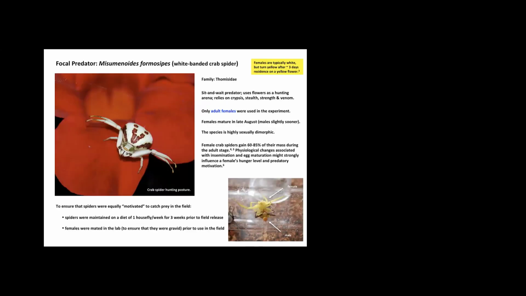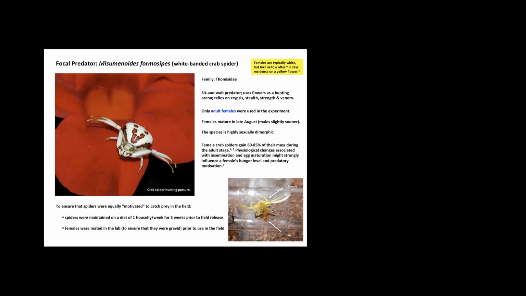Now, for those of you not familiar with the characters in this little ecological drama, let me introduce the players. My predator of focus is Mizuminoides formosipes, the white-banded crab spider. This is a relatively common flower-dwelling crab spider, and it is preying primarily on pollinators. Adult female spiders can take quite large prey, up to and including honeybees and bumblebees. And they employ the standard crab spider hunting method, where a spider sits and waits for potential prey to essentially walk into its embrace, at which point it uses its enlarged raptorial forelimbs to grapple the prey, hold it, and then deliver an envenomating bite.